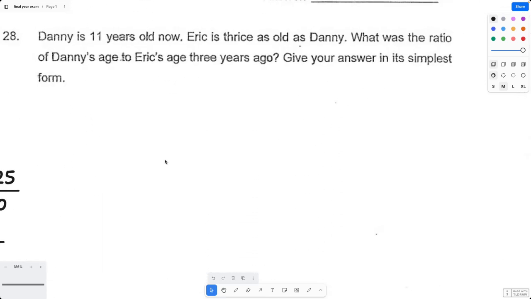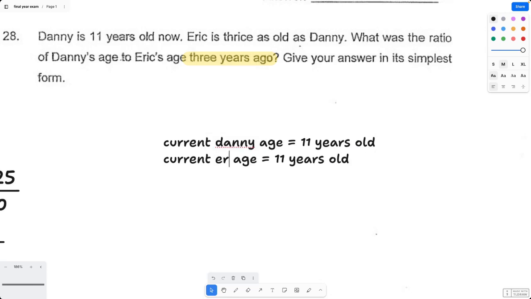Question 28. Right, so Danny is 11 years old now. Eric is thrice as old as Danny. What was the ratio of Danny's age to Eric's age 3 years ago? Right, so important point over here, right? 3 years ago. So let's say current Danny age is 11 years old. And then we have current Eric age is 3 times. So it's 3 times 11, which is 33 years old.